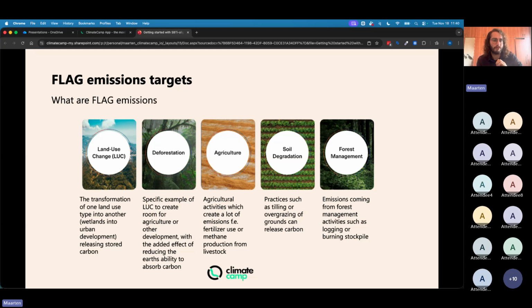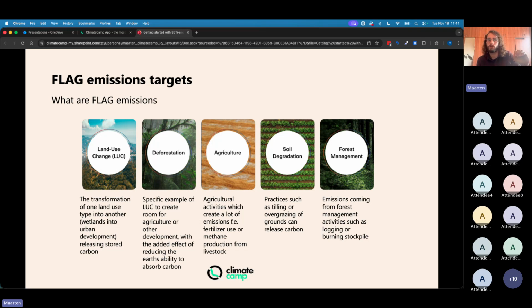If you turn it into urban development, that has very severe consequences. So that is one type of FLAG emissions. Deforestation is one of the most known, I think, as well. If you cut trees to make room for agriculture or other developments, you create carbon with the deforestation itself, but the capacity for the earth to retain or sequester carbon is heavily reduced as well. So this has a very large impact.